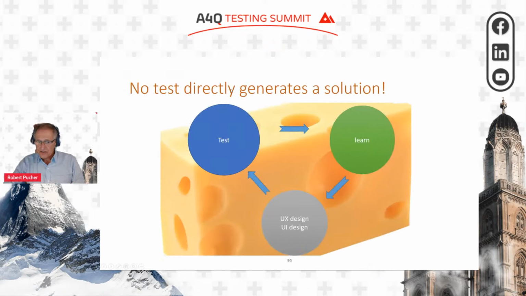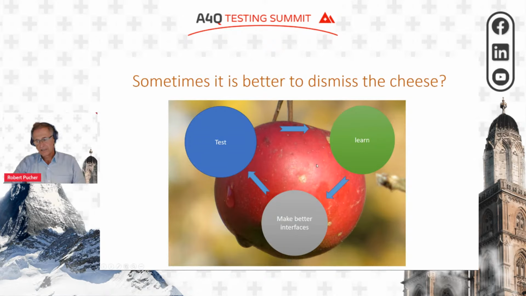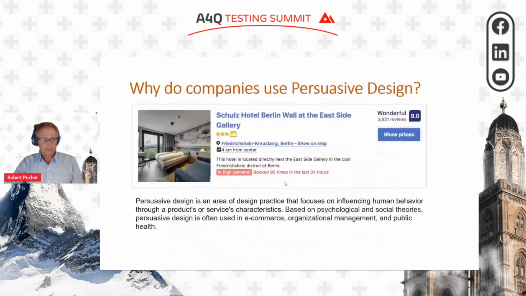usability tests directly generate no solution. Keep that in mind. You can incrementally make something better, but sometimes you have to dismiss the whole idea and find a new way to implement something, which has to be done in UX design, which is quite important. Well, and there's something in your design. Of course, you can use design systems which persuade users to do something. Okay, here, high demand. High demand, and people in the end will do something with that because they are tricked into it.